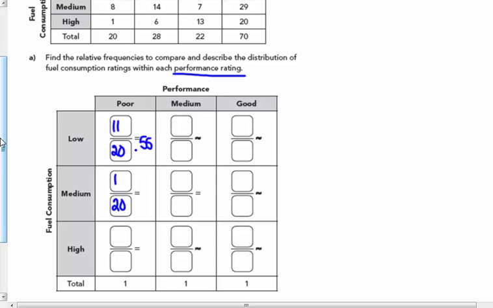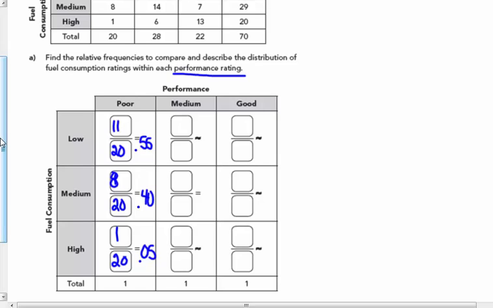8 out of 20, sorry. 1 out of 20 was the high. This is 8 out of 20. So 8 out of 20 is 40 hundredths. 1 out of 20 is 5 hundredths. Yes, you can put the 0 there or not. So I'm staying within the column.